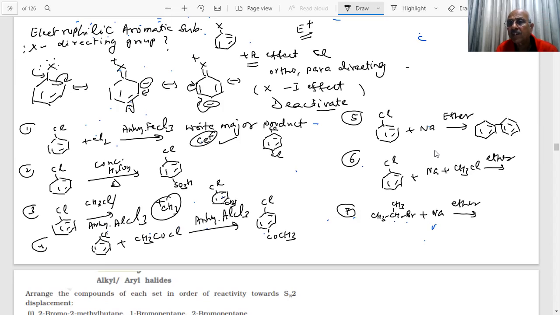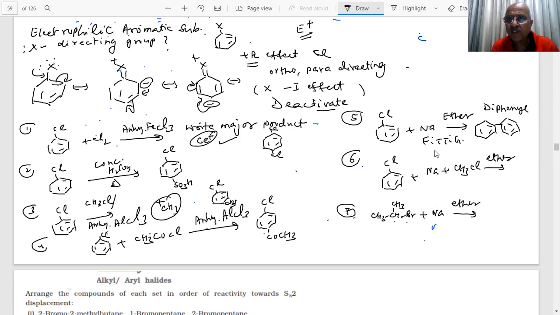What is the name of the reaction? This is Fittig reaction. Important question, because I have said that name reactions are very important. A lot of questions will be there in the exam. So at least you should listen to all our videos on YouTube, which we have put up on name reactions. In any form they can be put, students.